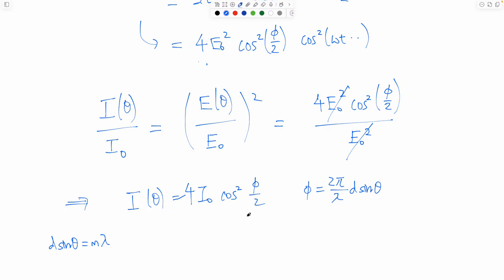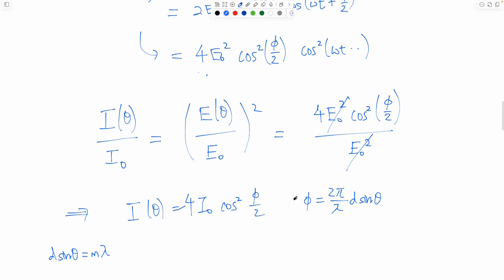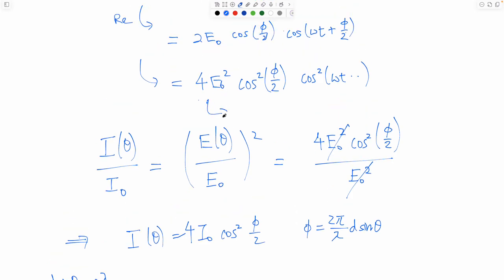In general, if you are more observant, you might notice that if you do the time averaging here, it should introduce a factor of half. So half times 4, the prefactor will become 2. And then you might think, shouldn't this be 2 instead of 4?